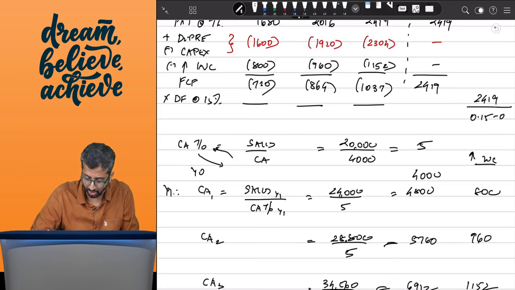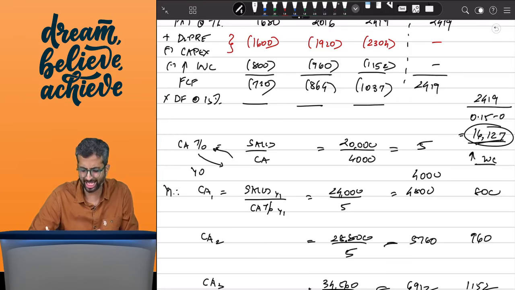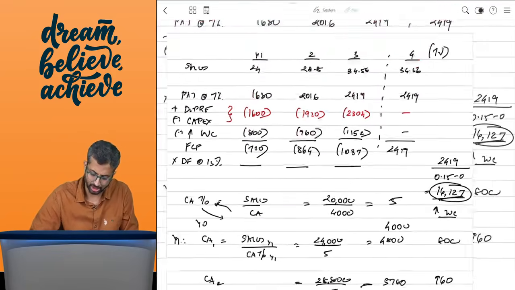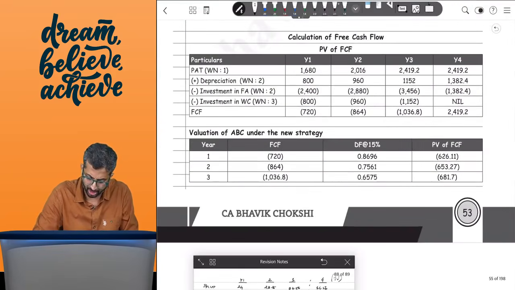0.15 minus g will give you the terminal value at the end of the third year. D4 by ke minus g will give you P3, and hence this will come to around 16,127, which you will take at present value basis for the third year. So when we look at the workings here, we will find 720, 864, 1037.